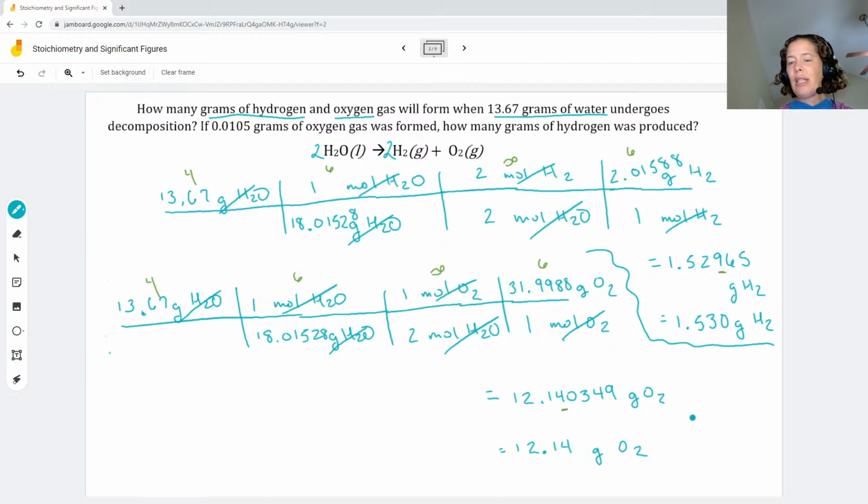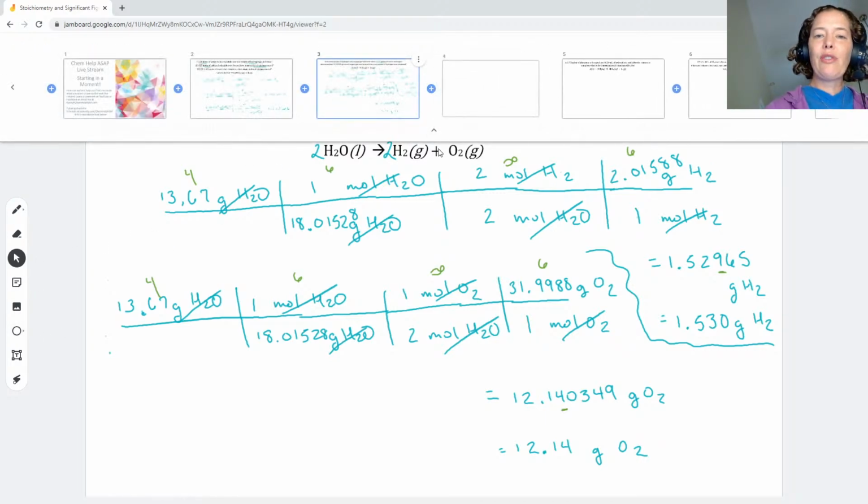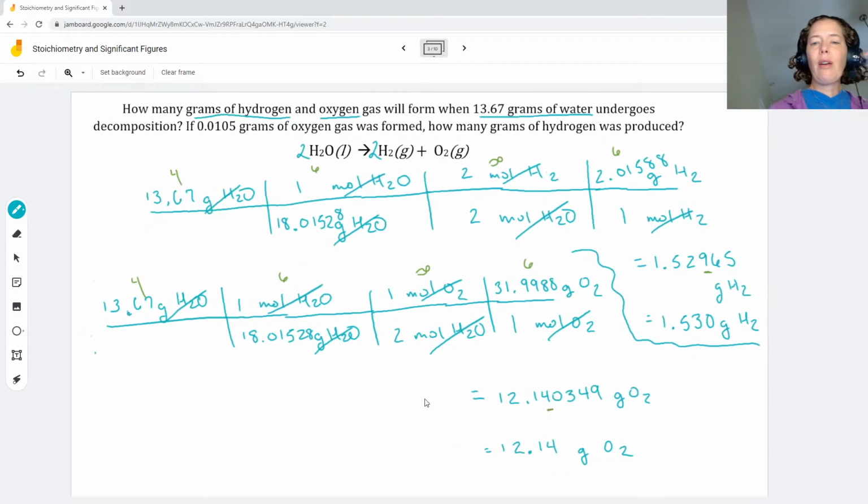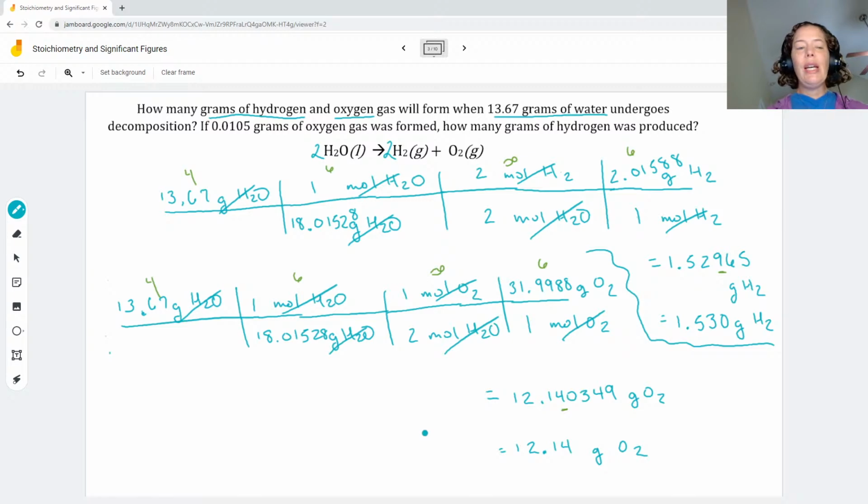Okay, I'm going to need an extra page here because I just can't fit everything there. So let's get an extra page. Perfect. Okay, but let's go back and let's make sure we know what we're doing.